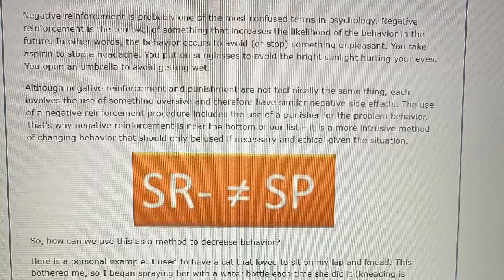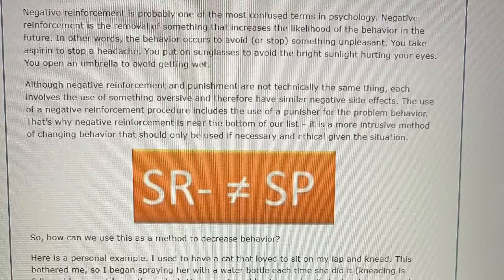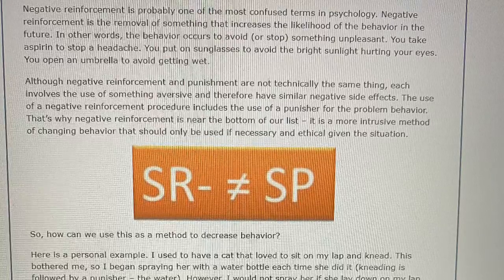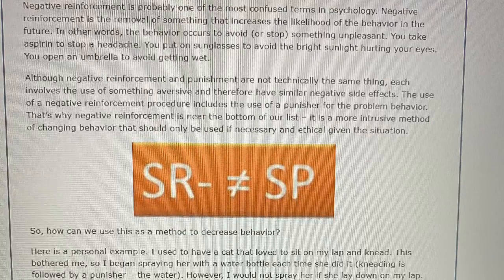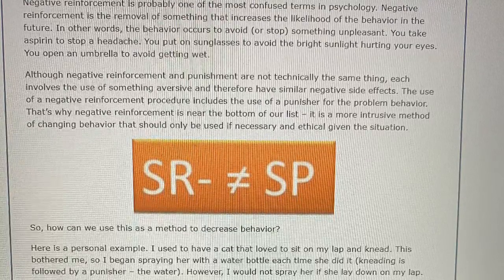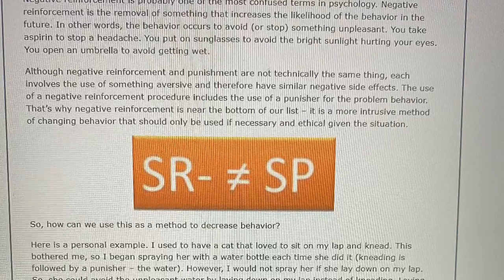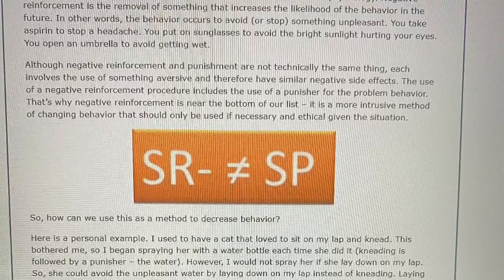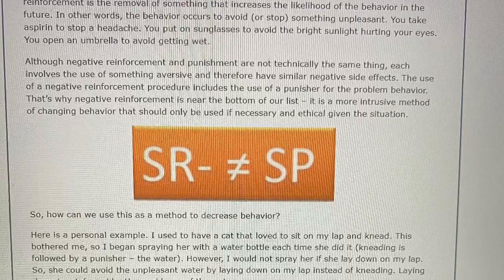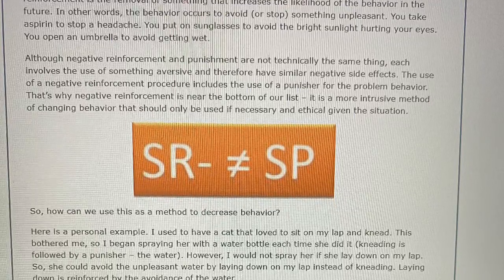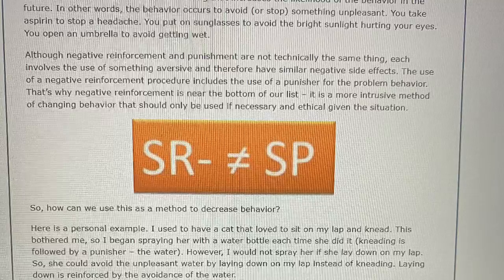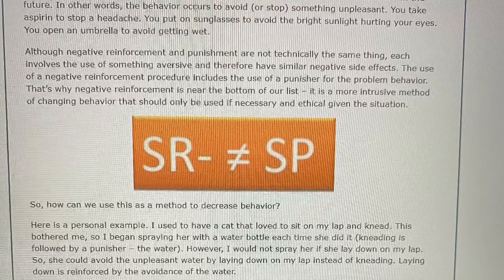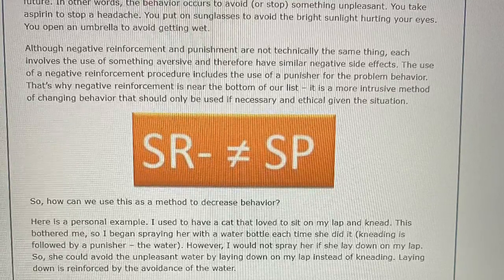Although negative reinforcement and punishment are not technically the same thing, each involves the use of something aversive and therefore have similar negative side effects. The use of a negative reinforcement procedure includes the use of a punisher for the problem behavior. That's why negative reinforcement is near the bottom of our list. It is a more intrusive method of changing behavior that should only be used if necessary and ethical given the situation. So how can we use this as a method to decrease behavior?